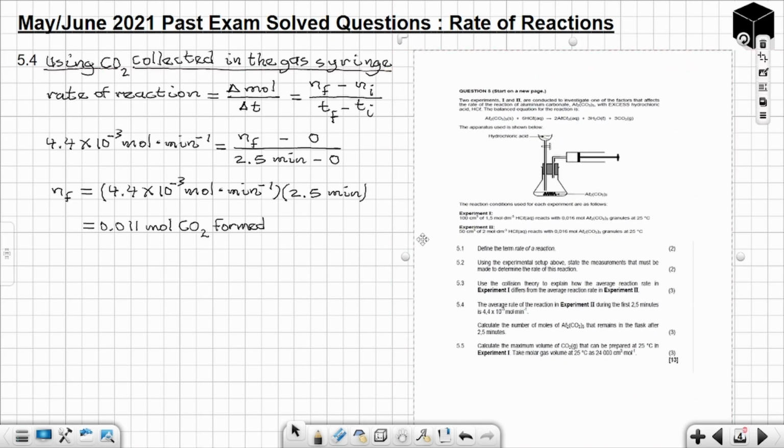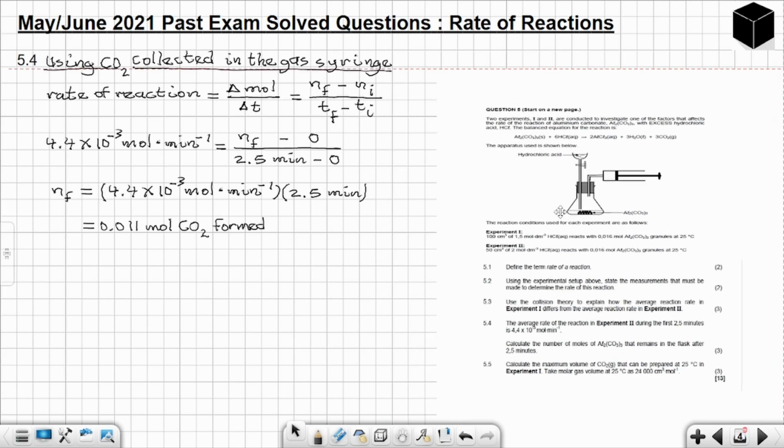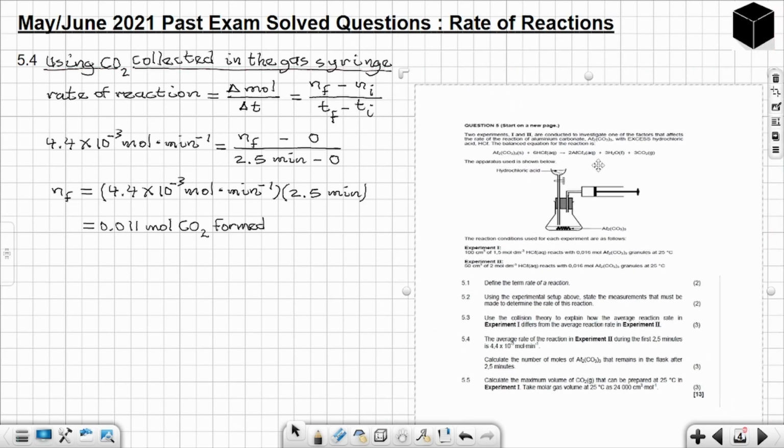So when you look at the balanced equations that you are given here, we calculated the number of moles of carbon dioxide formed. This is the carbon dioxide formed during 2.5 minutes. But we can find the number of moles used up of aluminum carbonate. So let's get the balanced equations first down.